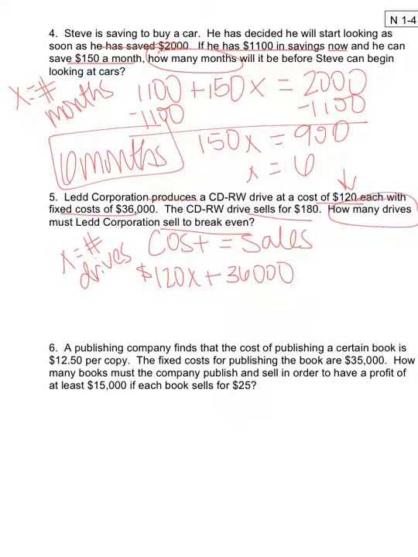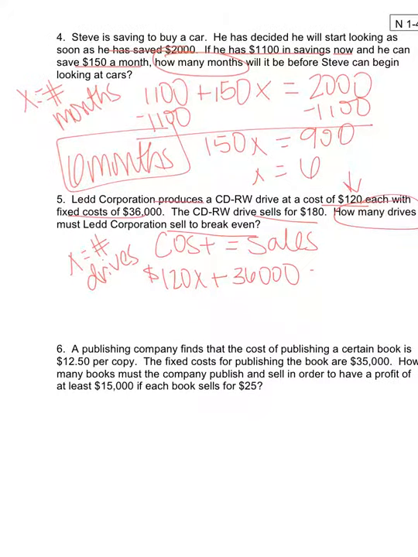Now a fixed cost can be for supplies needed to produce it, or having to pay your employees to make them, so things like that. And that will need to equal your sales. So they are selling the drives for $180 each. So 180 times the number of drives.